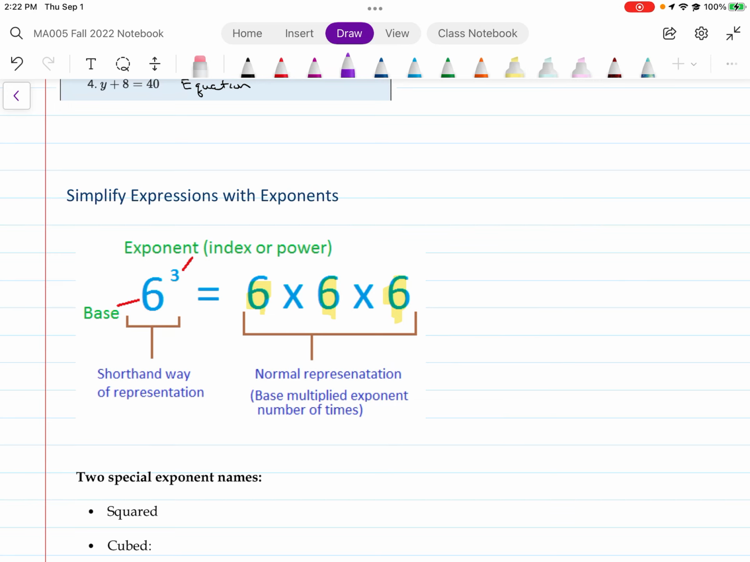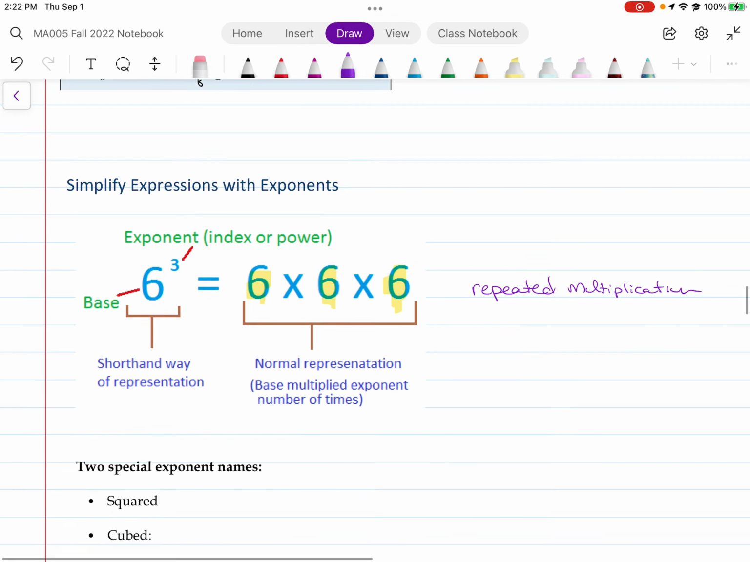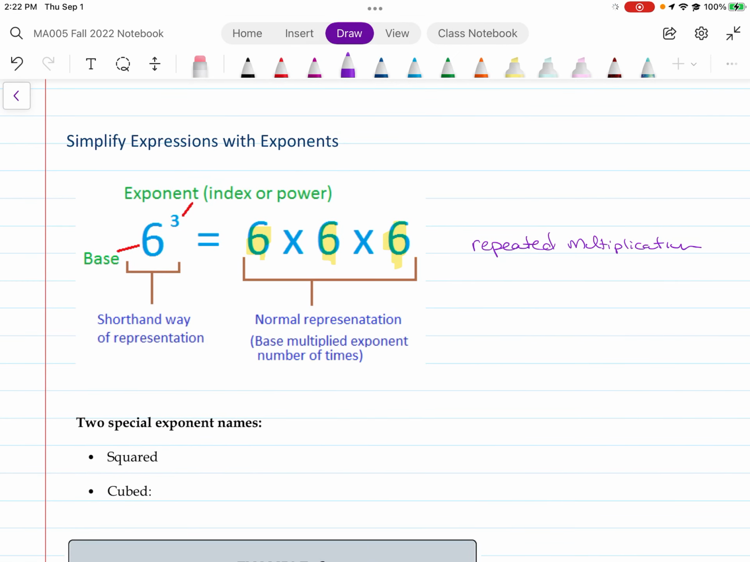I'll write that down. This is called repeated multiplication, and that's what an exponent is. Talking and writing a different word at the same time doesn't always work. All right, repeated multiplication. 6 to the third is 6 times 6 times 6. Two special exponent names: squared, so that would be something like 3 to the 2 power.